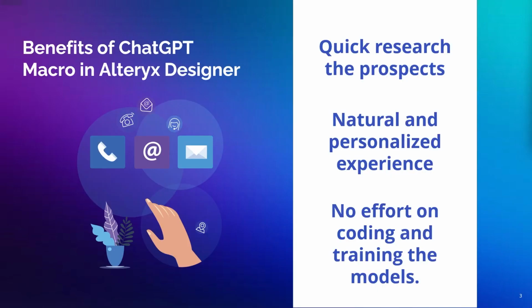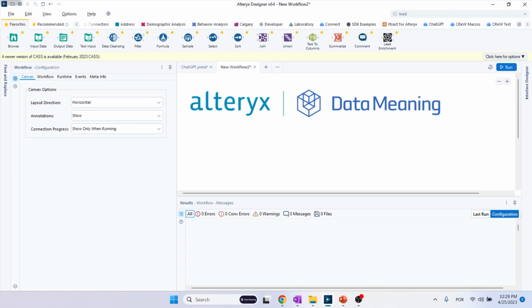And what are my benefits? You're gonna be able to quickly research your prospects. This usually can take some hours and it's gonna be done in minutes. The email is gonna be very natural and it's gonna have a personalized experience that will engage the prospect more. And you're gonna have no effort on coding or training models. So let's jump into Alteryx here and show you how things work.